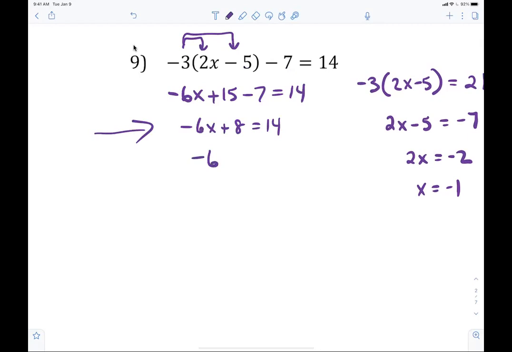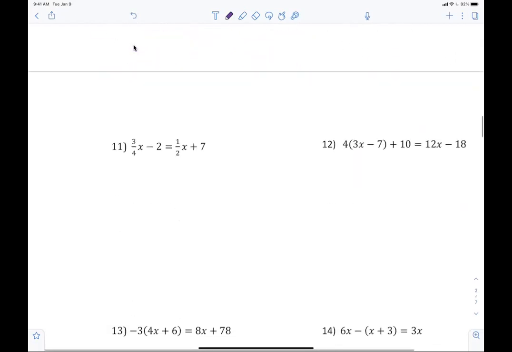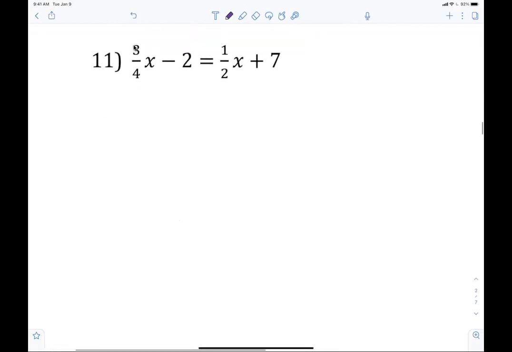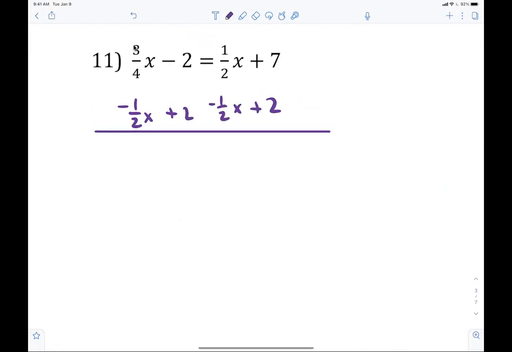So now -6x equals 6. Right. Yep. And x equals -1. Good. All right, let's go. Now we've got some fractions. I'm going to subtract 1/2 x, subtract 1/2 x, add 2, add 2. This cancels, this cancels.